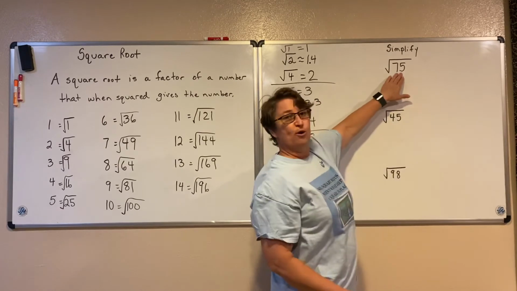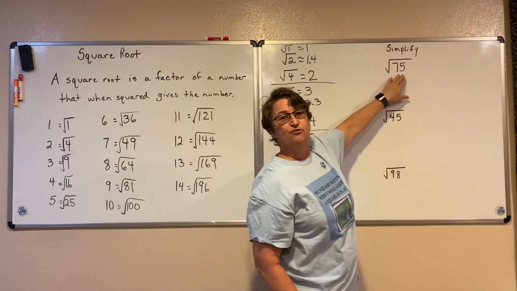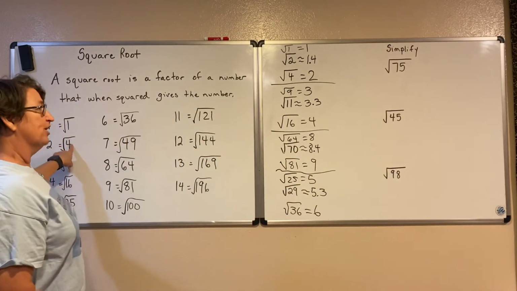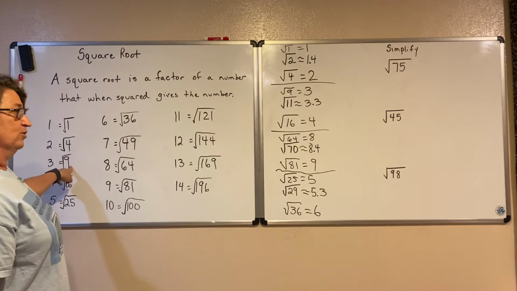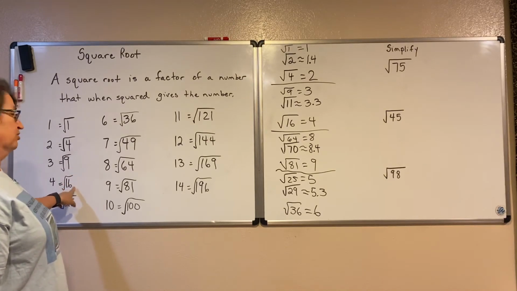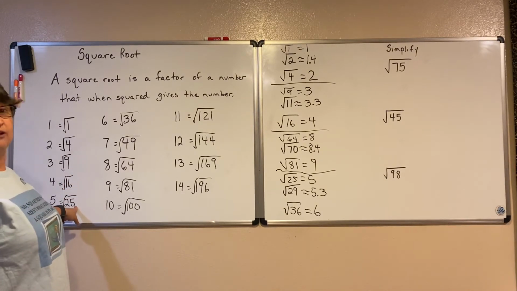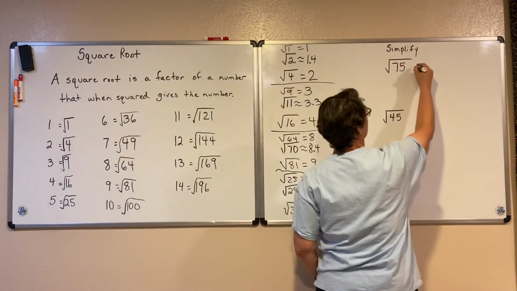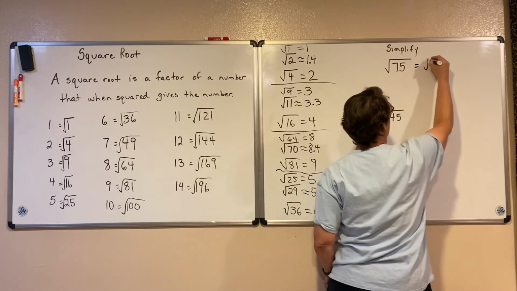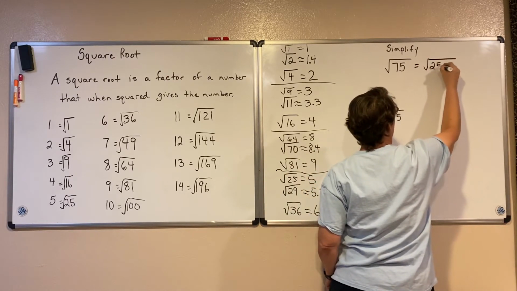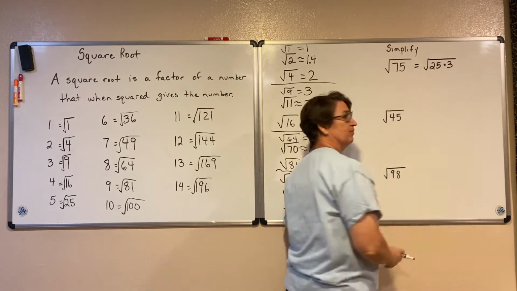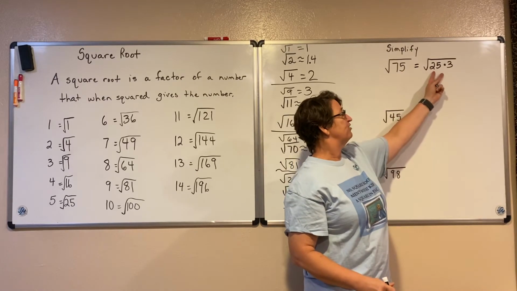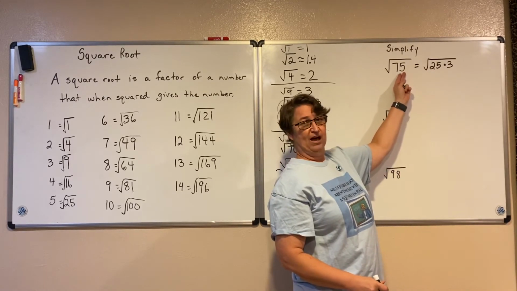So I'm going to look for a perfect square that's a factor of 75. When I start thinking about it, 4 doesn't go into 75, 9 doesn't go into 75, 16 doesn't go into 75, but 25 goes in there. I could rewrite the square root of 75 as the square root of 25 times 3. This is equal to that. 25 times 3 equals 75.